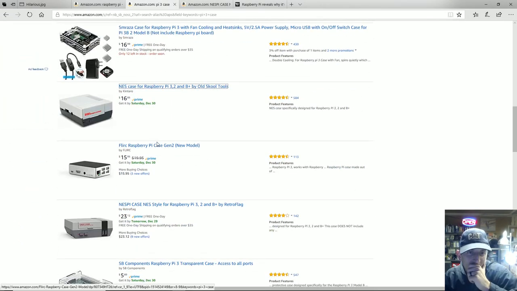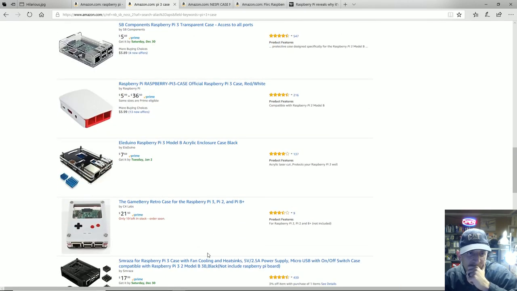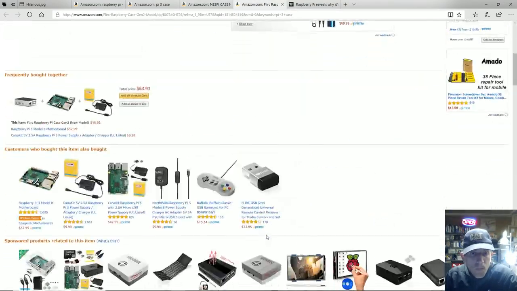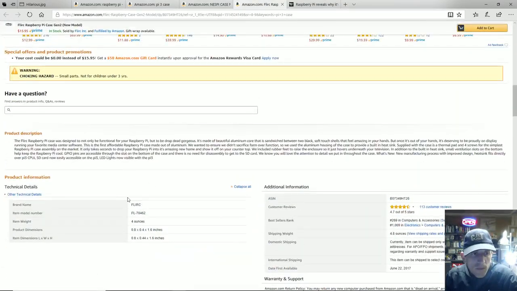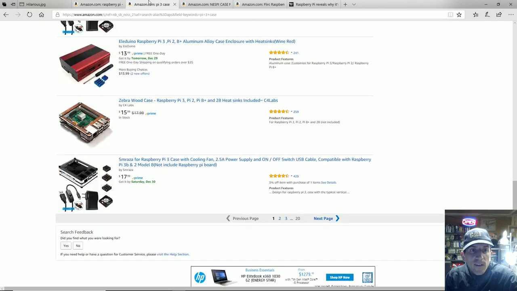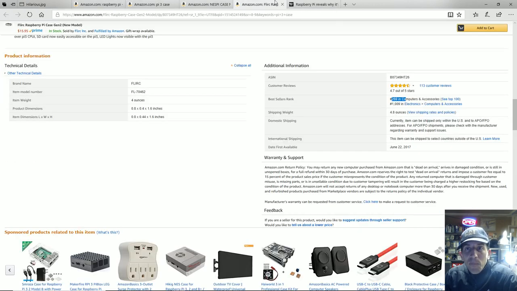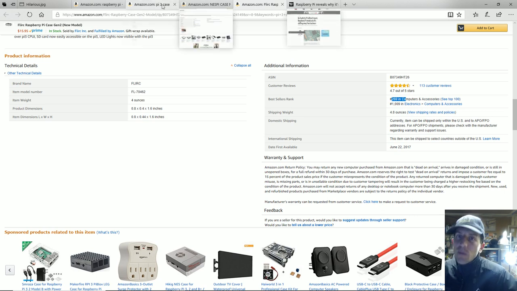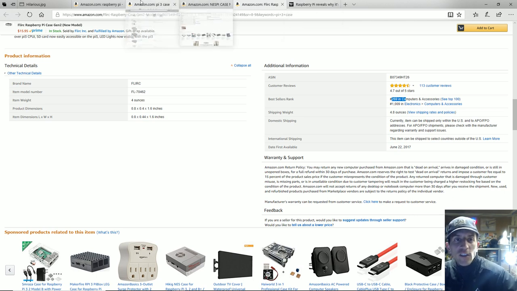Where else do we have? Okay, the Flurk. Let's check this really quick. Number 269. Okay, so it looks like the Raspberry Pi doesn't even start hitting until about the 200th or so. So there you have it. I just wanted to go through all the best-selling Raspberry Pi stuff on Amazon because I was really interested in what people are buying, Amazon being one of the biggest retailers. What are some of the top sellers, especially for 2017?